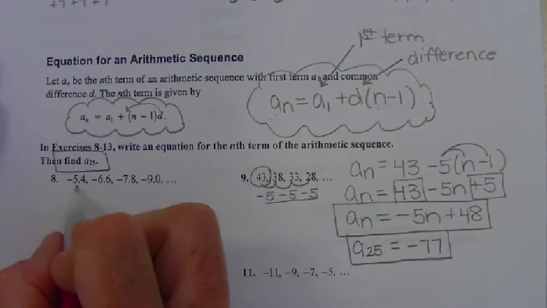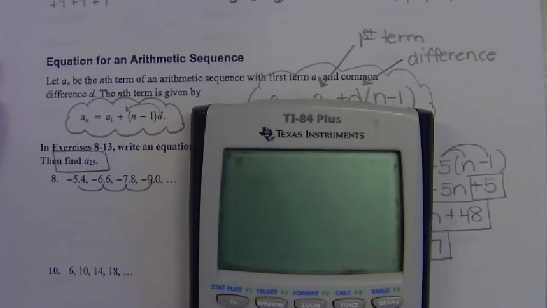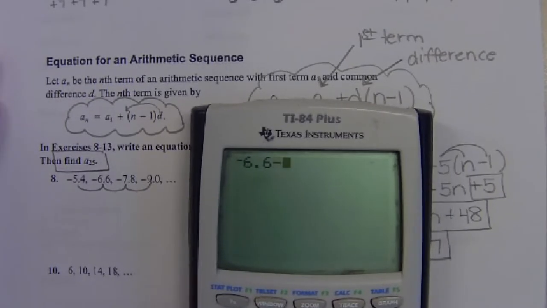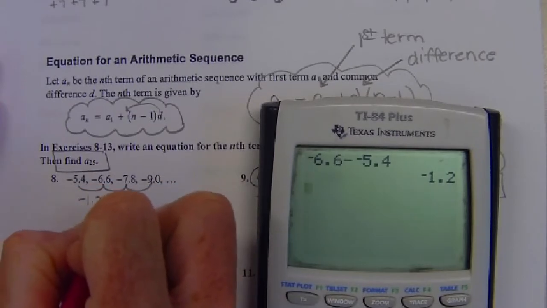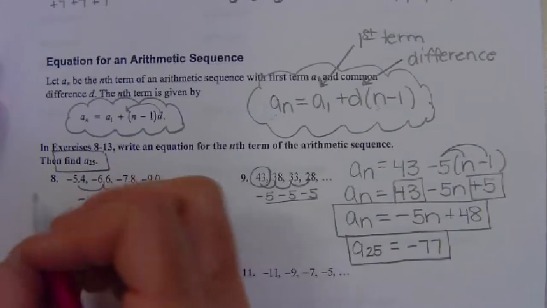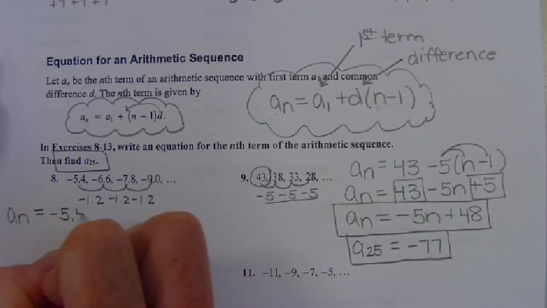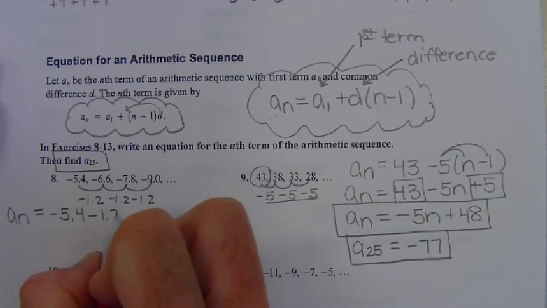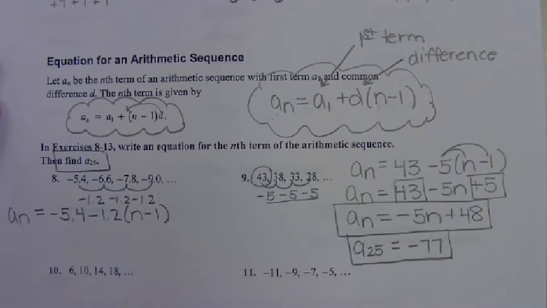Let's try another example. Say this one's a little bit harder and you can't quite figure out the common difference. All you do is take the second term, negative 6.6, minus the first term, negative 5.4. So my difference here is going to be negative 1.2. Once I find that, I can then plug my values into my formula. My first term is negative 5.4 plus my difference, and in this case it's a negative, so I made that a minus, and now I simplify.